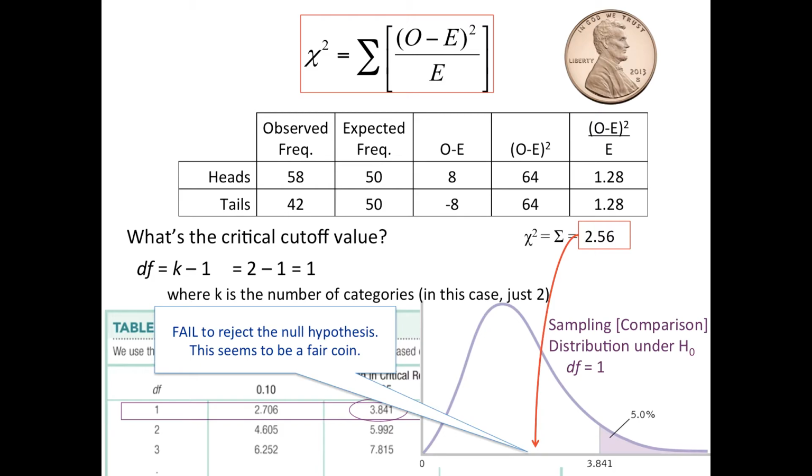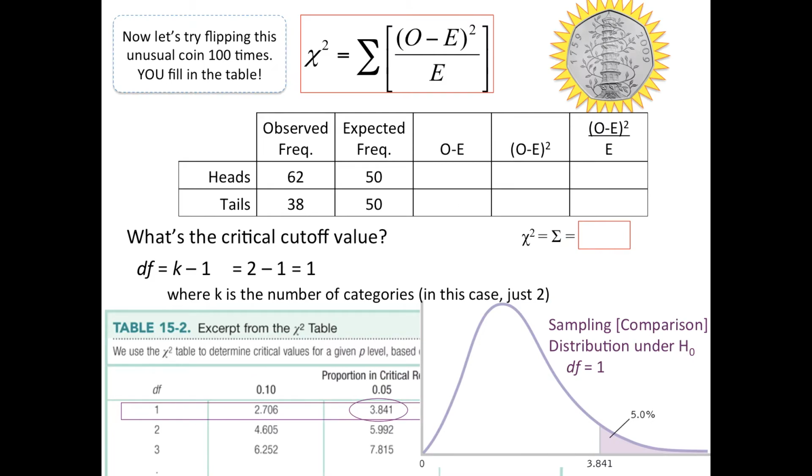But let's look at one more example. Let's say we have this weird coin up here. I don't know where this coin is from or whatever, but let's say that we're unsure of whether this is a fair coin. You've never encountered this before maybe and you're not sure. So let's try flipping this coin 100 times.